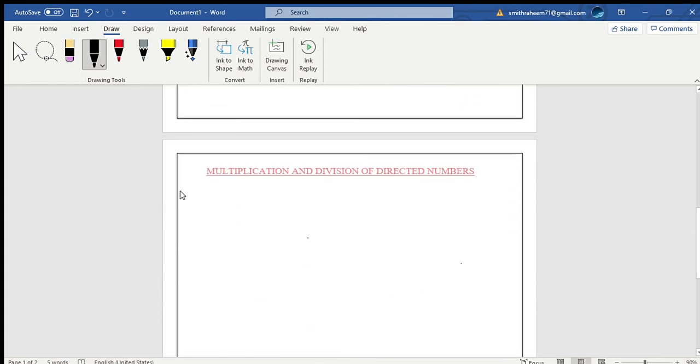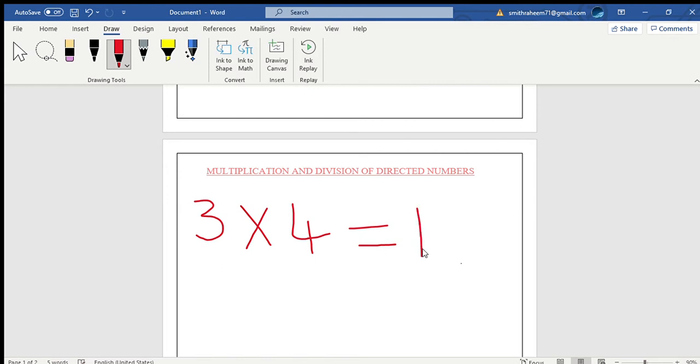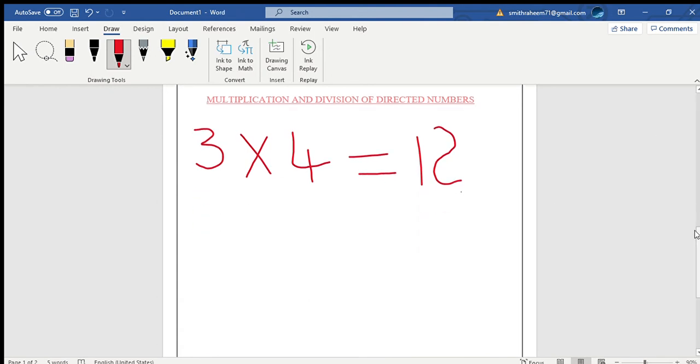Alright, so let's start off with the multiplication. I'm going to use red. So it's 3 multiplied by 4. Your answer will equal 12. And I guess everybody knows this answer. Very easy, right? So what this is basically saying is that a positive 3 multiplied by a positive 4 will give you positive 12.